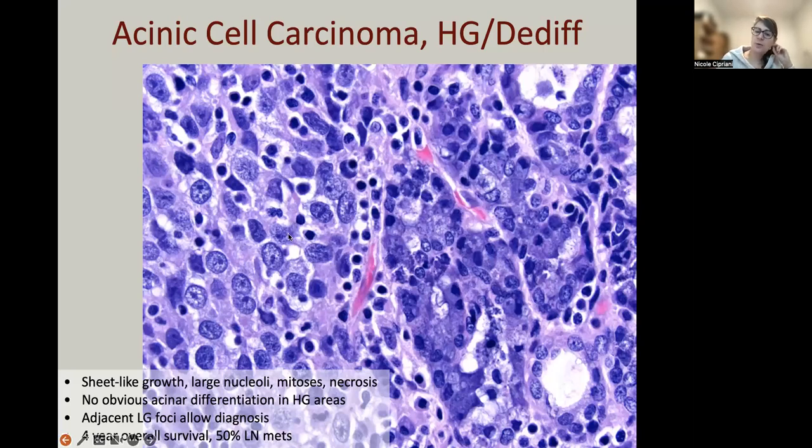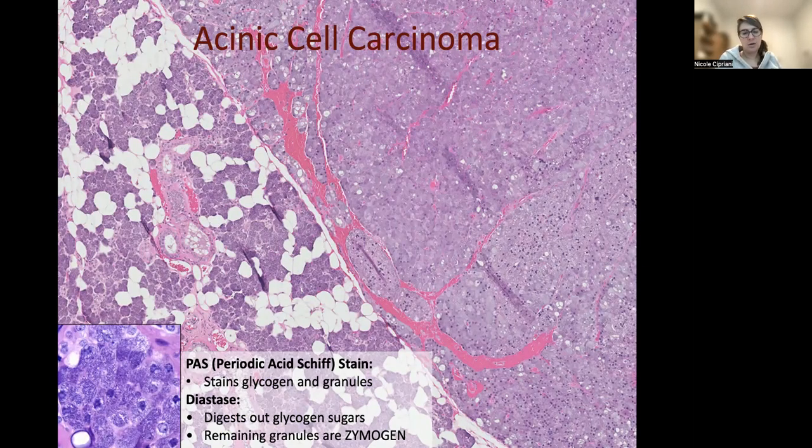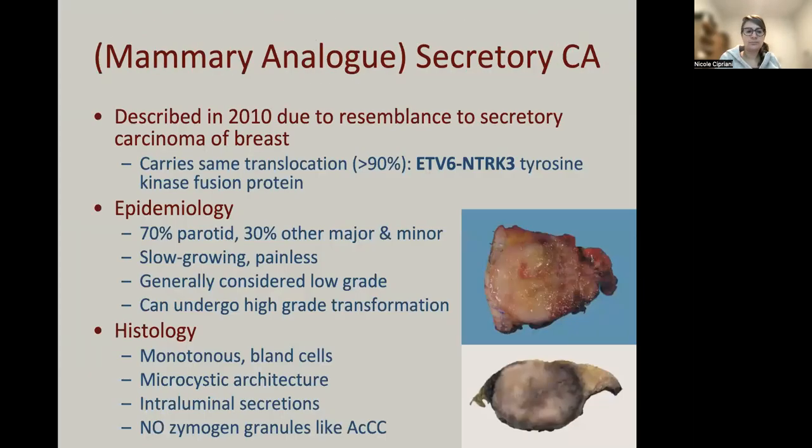However, as I mentioned before, high-grade transformation is also possible in terms of this high-grade, mitotically active neoplasm, in which now your behavior is worse, right? So these are the patients that are going to undergo neck dissection, chemoradiation, et cetera. These low-grade, just clinical surgery and observation.